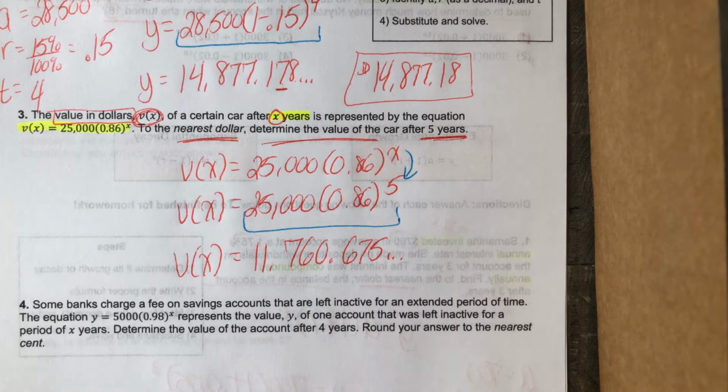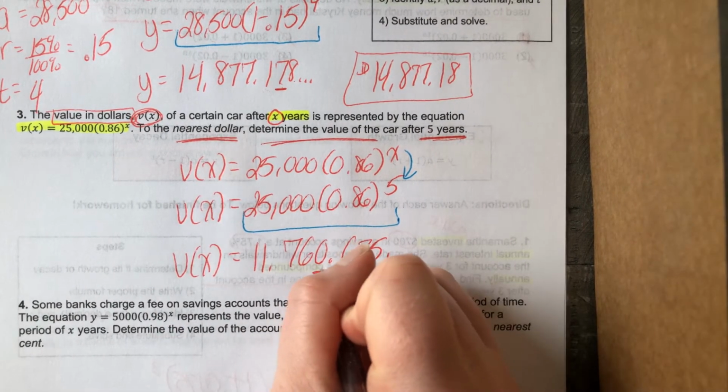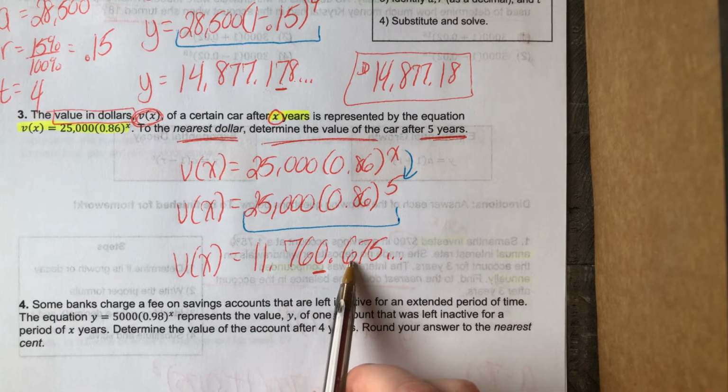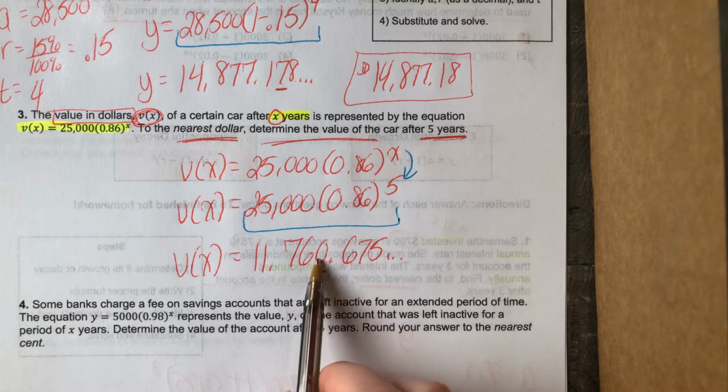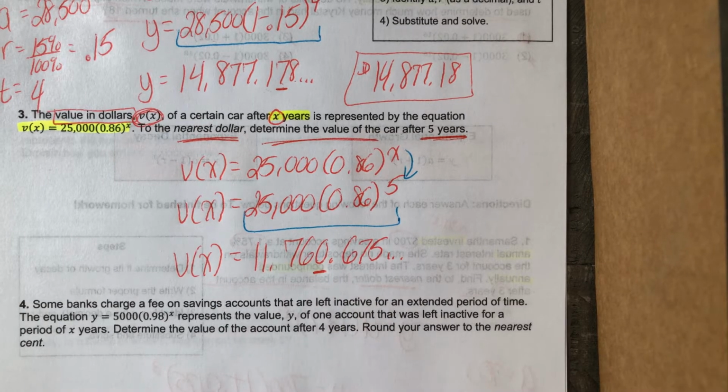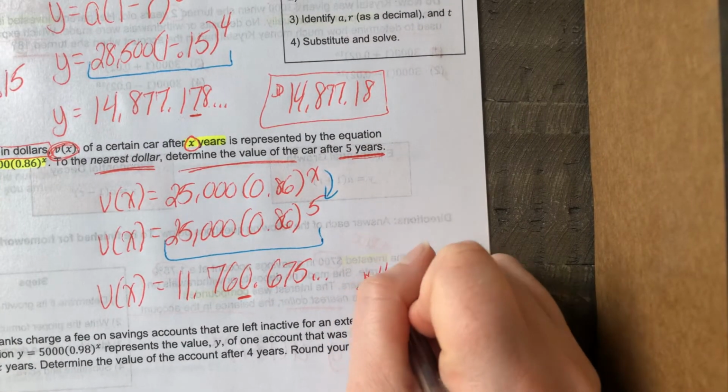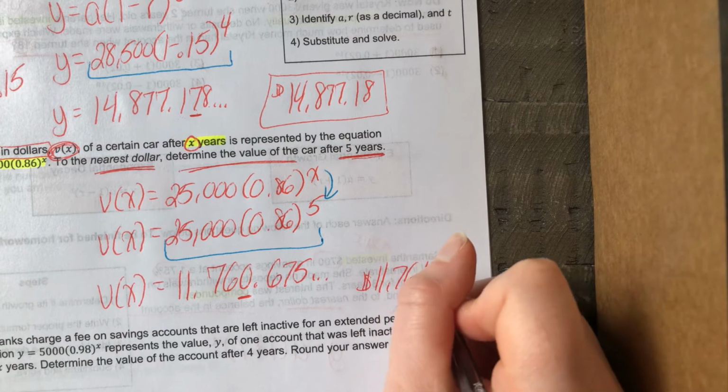11,760.675 ... Question says to the nearest dollar, this is the nearest dollar. 5 or above, give it a shove. So this 6 is going to change the 0. It's going to become a 1. So it's going to be $11,761.